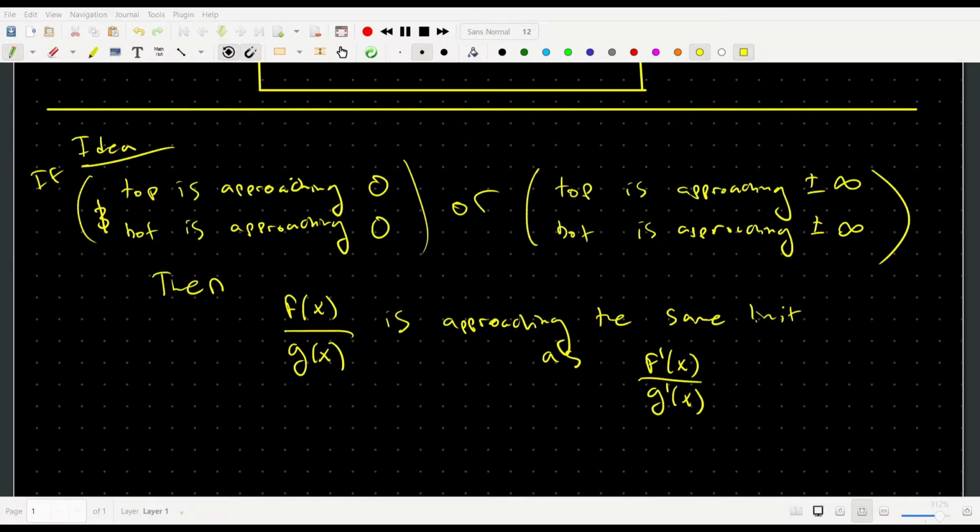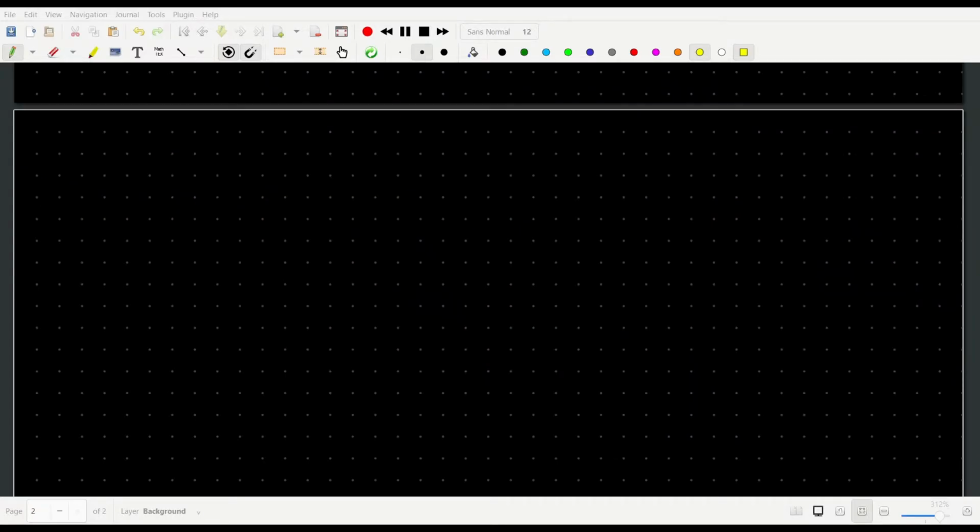So this is best seen with examples. Let's jump into a couple relatively straightforward examples. The first example that we'll consider is the following. Let's look at the limit as x approaches 0 of cosine of x minus 1 divided by x, and see where this limit is going to be.